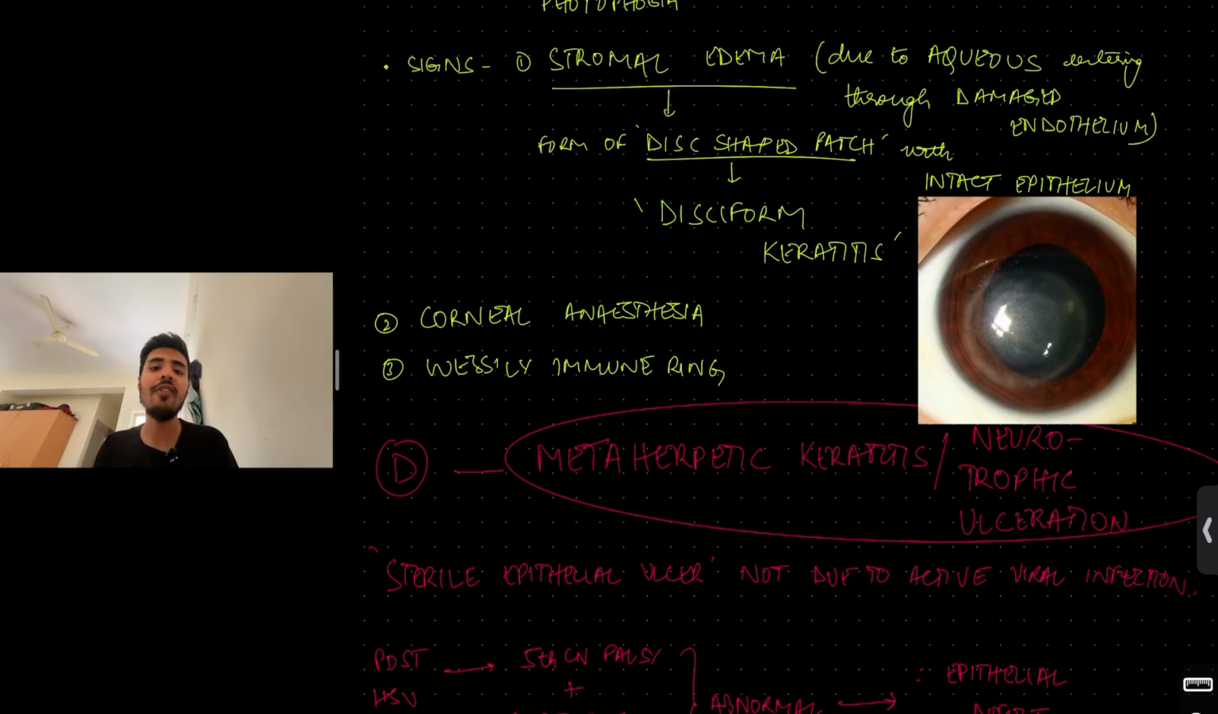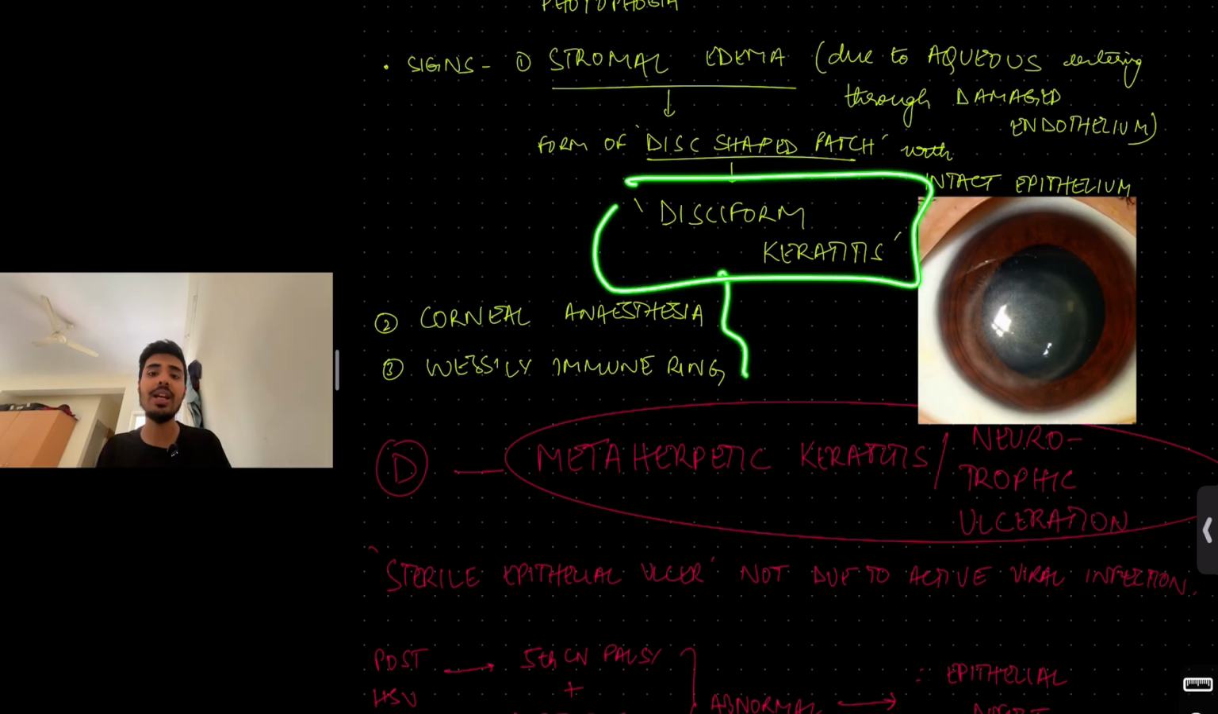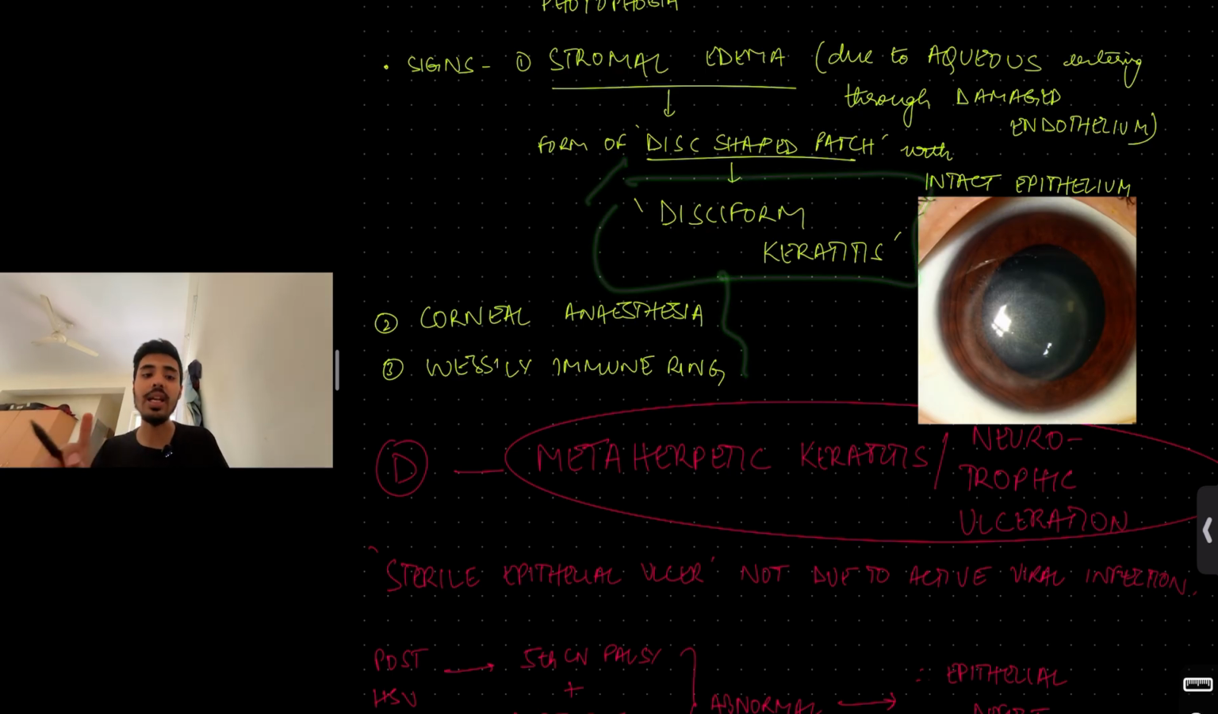Apart from that, you will have two other signs: corneal anesthesia and a sterile immune ring, basically formation of a ring due to immune complex deposition, type 4 hypersensitivity reaction. Some immune complexes might be there, and corneal anesthesia will be there. These two, if you don't remember, it's fine. But disciform keratitis is very, very important in HSV endothelitis.